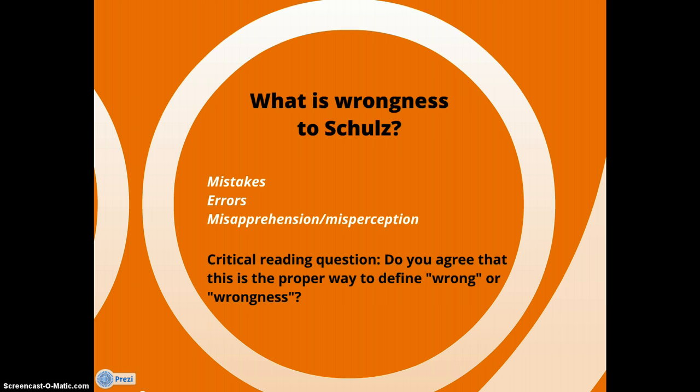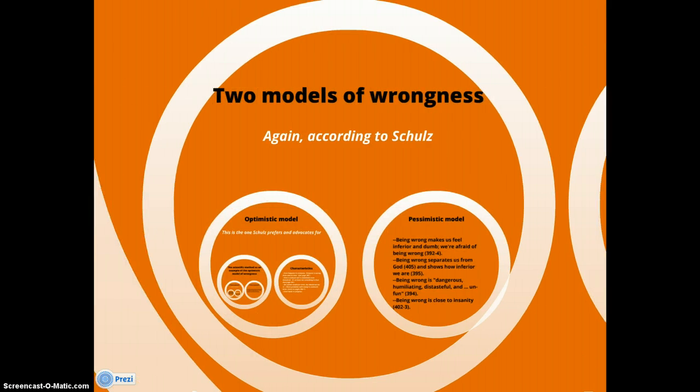As you've been hearing me discuss, I think that she could have benefited from, or the essay could have benefited from, a more clear definition of wrongness, and one that would have united mistakes, errors, and misapprehension and misperception more clearly than they are right now. Alright, so that's how she's talking about wrongness. She looks more specifically at two models of wrongness. And again, this is just according to her. You don't have to agree with her right now.